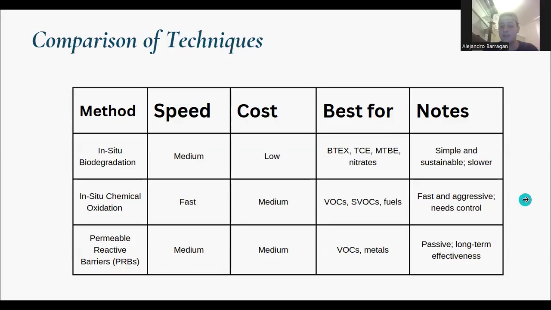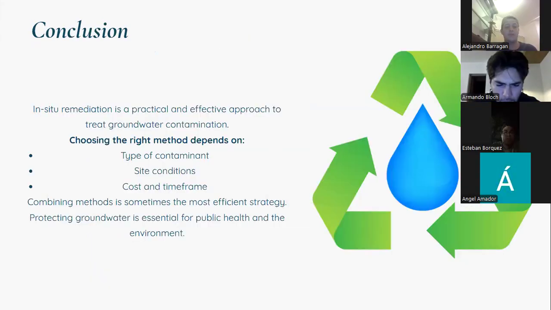And as a conclusion, first of all, in-situ remediation is a practical and effective approach to the threat of underground contamination. The type of in-situ technique depends mainly on three things: the type of contaminant, the condition of the site, and the cost and the time frame you need to clean up the water. Combining methods is often the most effective strategy.